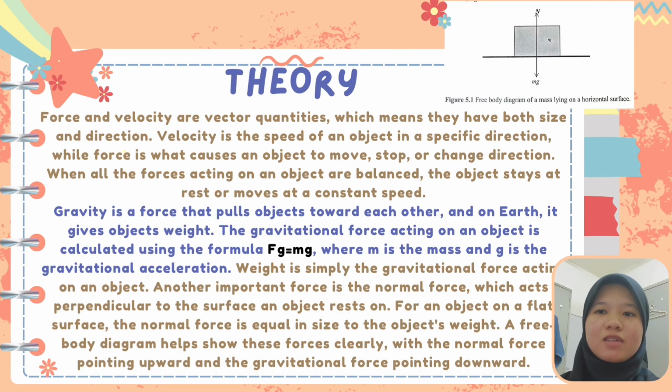So let's talk about theory. There is force and velocity, and both of them are vector quantities, which means they have both sizes and directions. Velocity is the speed of an object in a specific direction, while force is what causes an object to move, stop, or change direction. Gravity is a force that pulls objects toward each other, and on Earth, it gives objects weight.